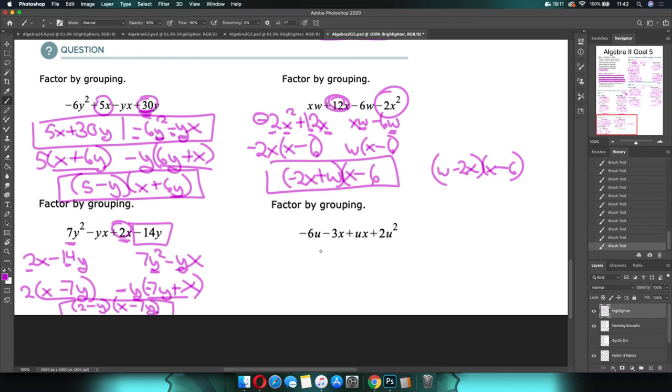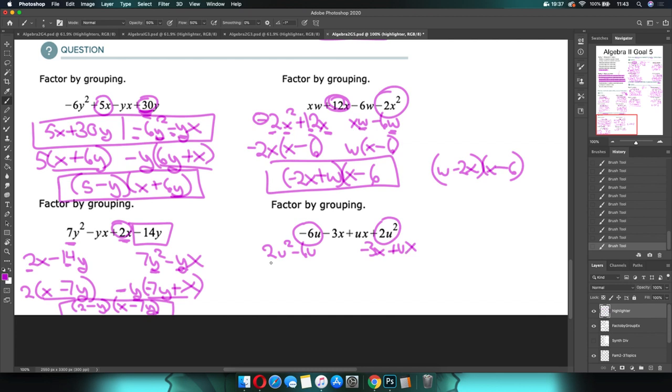Last one, what's my biggest number here? The 6u, that's the one I like. Let's see here, what do I choose? We will choose the 2u squared. So we have 2u squared minus 6u on one side, and then we have negative 3x plus ux on the other side. Let's see what's going on here.